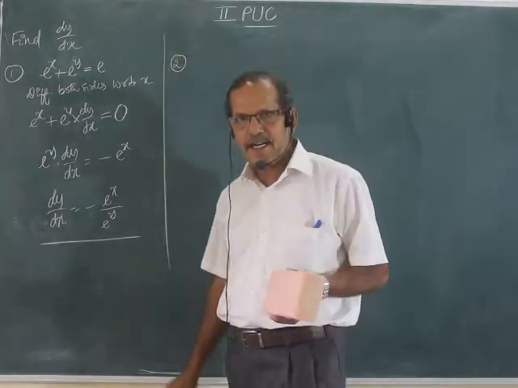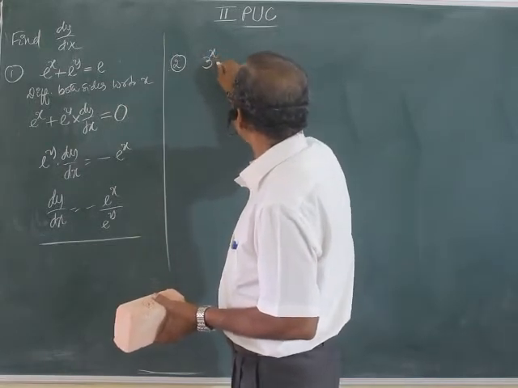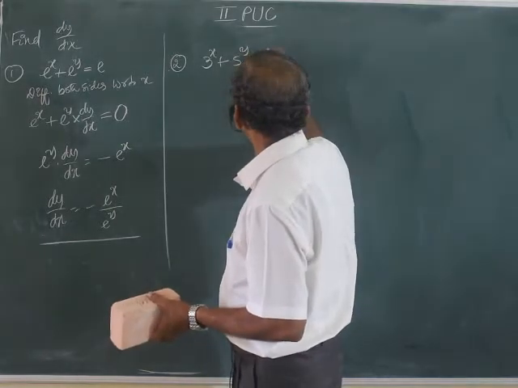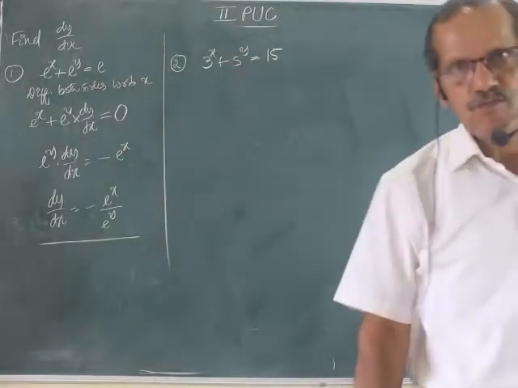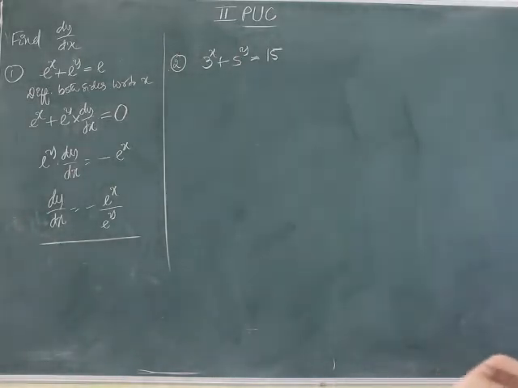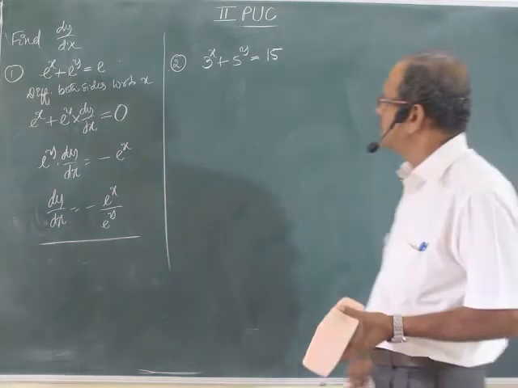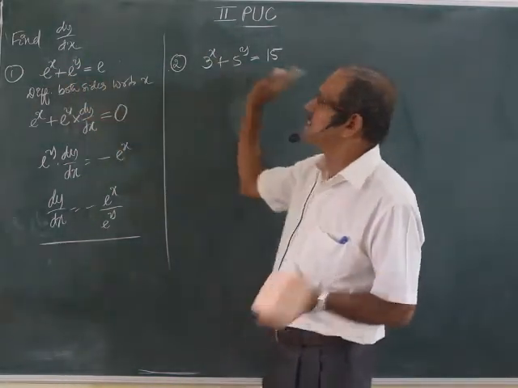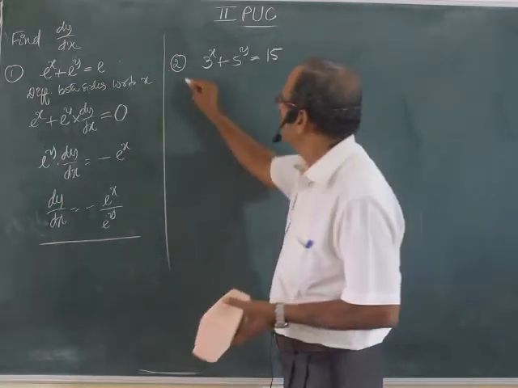Problem number 2. 3 to the power x plus 5 to the power y equal to 15. E to the power formula. Here a to the power x formula. That's all. But implicit, remember.